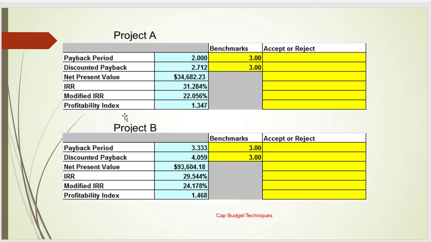So if you look at the profitability index again for A, 1.34, it's greater than 1, so project A is good. Project B, 1.4, again, it's greater than 1. We want to do that project. But again, if you want to pick the best, project B is the best of these projects. Again, this is just a very basic technique of how to analyze the value that's generated from doing projects.